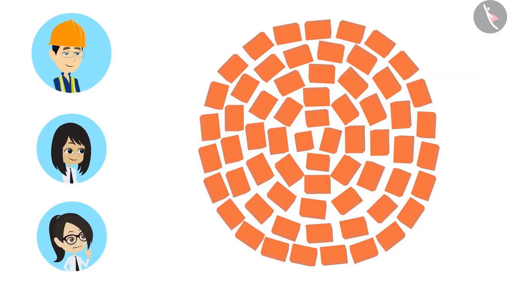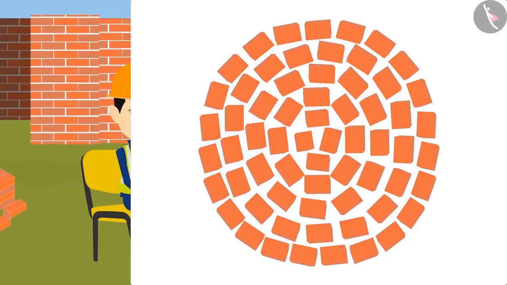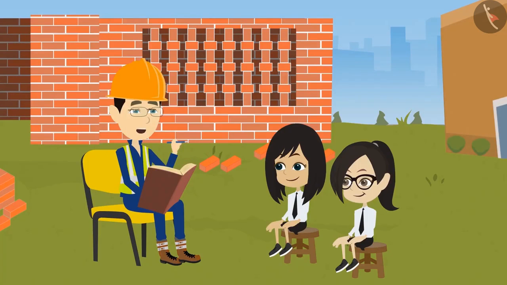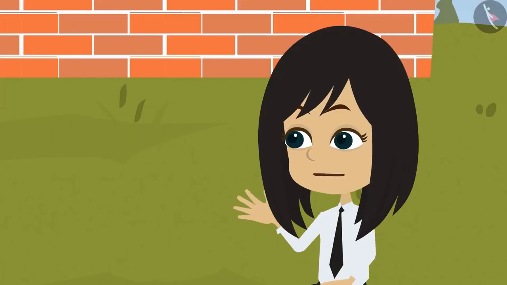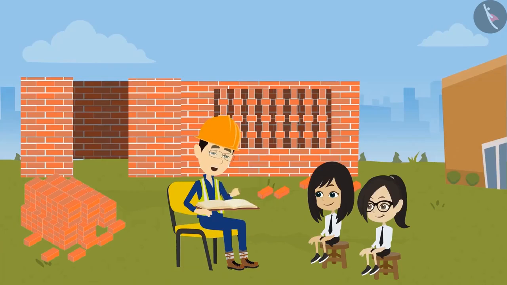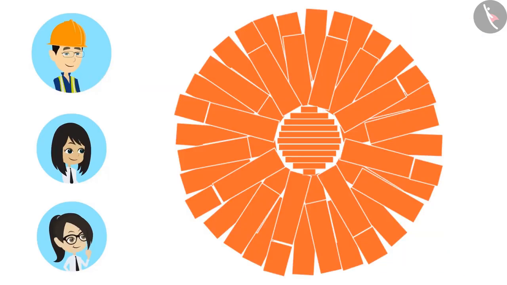Sir, this design is a circular shape design. Is it made with vertical bricks? Yes, this is made with vertical bricks. You too can try making such a design at home. Sure, sir. See, now I will show you another circular design made of bricks. See this. Sir, this design is very beautiful.